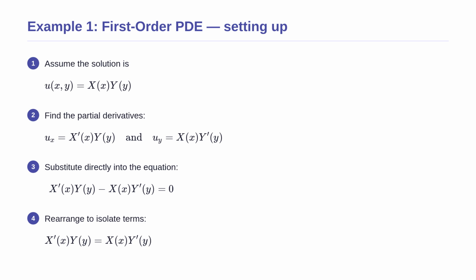Taking the partial derivatives, the derivative with respect to x becomes x prime times y because y acts as a constant. Similarly, the y derivative is x times y prime. We substitute these directly into our original equation. To isolate the variables, we move the negative term to the right side by adding it to both sides.